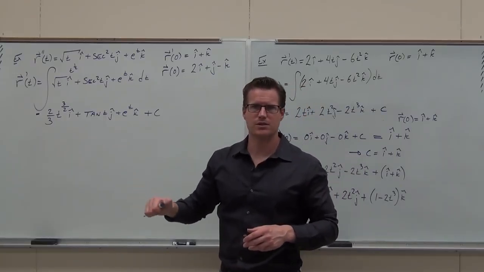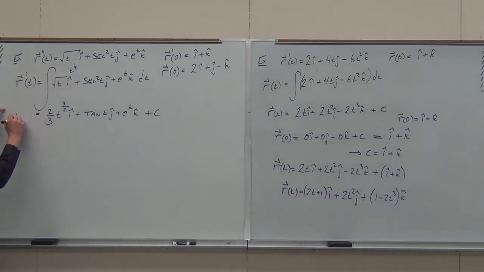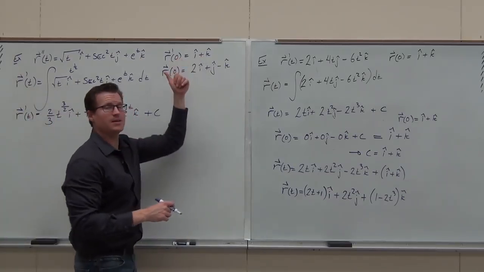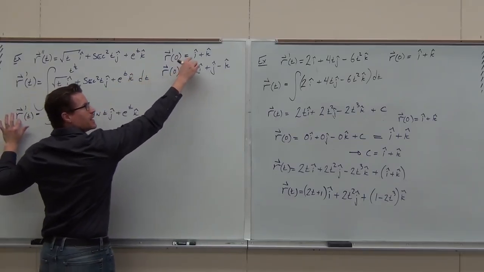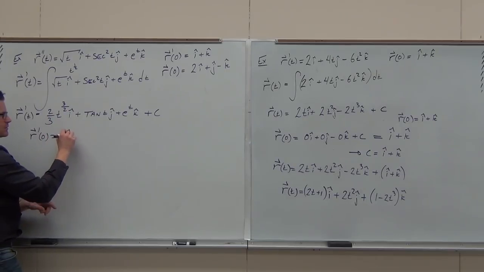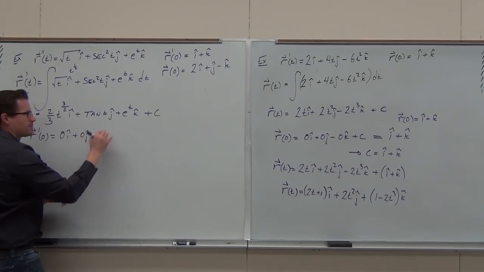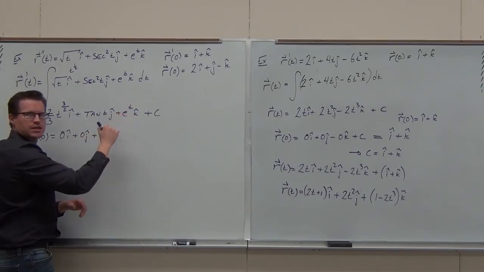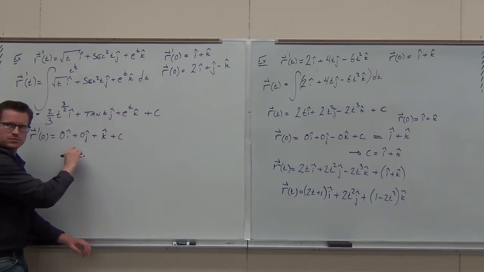Quick hit now if you're okay with that so far. Are you guys doing it as I'm doing it? Awesome. So this is the first derivative of our vector function. I have something that relates to that. What I know is that if I plug in 0, I have to get i plus k. When I plug in 0 to my first derivative, well, this is 0. Tangent of 0, still 0. Oh, wait, e to the 0, how much is that? 1. Plus c. Do you all see where this is coming from?